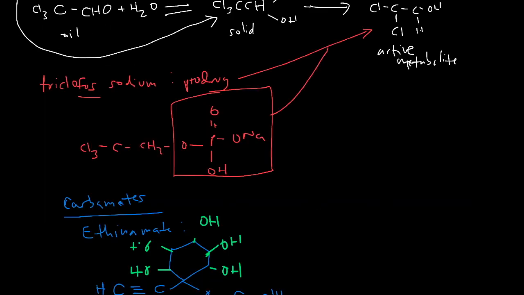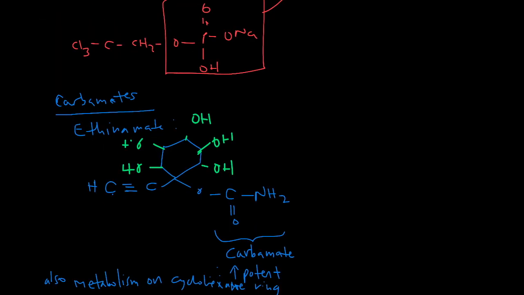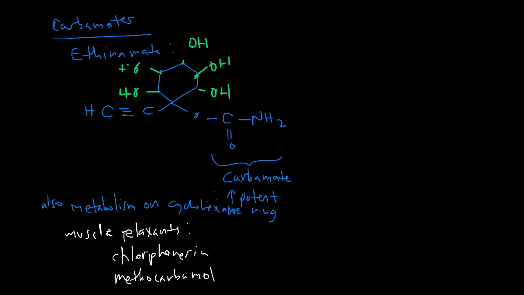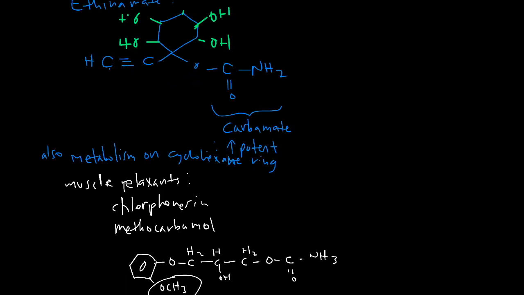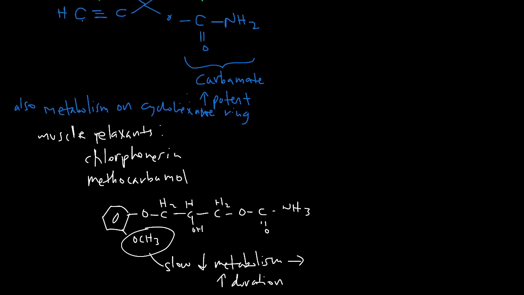Your carbamates are named so because they have the carbamate group attached to the oxygen. Ethinamate can be metabolized on the cyclohexane ring. Your muscle relaxants include chlorphenesin and methocarbamol. Methocarbamol has a slower metabolism because of the methoxy or O-methyl group.